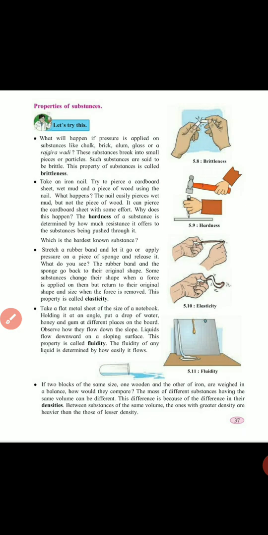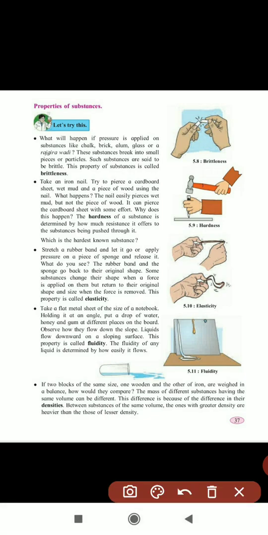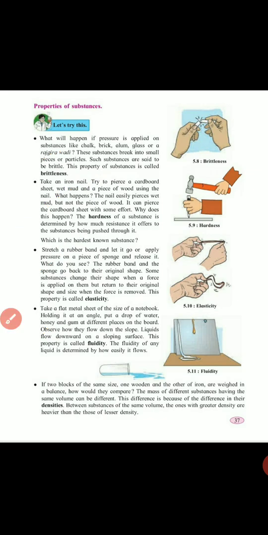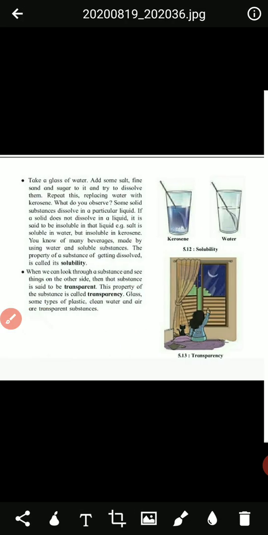Yes, children, if you take the same size but their weight is different, this is due to the difference in their densities, because the substance of the same volume with greater density is heavier than the other of lesser density. Yes, children. So this is brittleness. You can check at home. Hardness also you can check, and elasticity, all available. Fluidity also is available at home. Yes, children. Next we will see the next property.